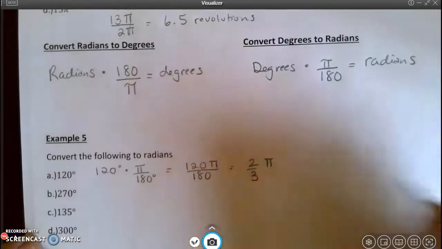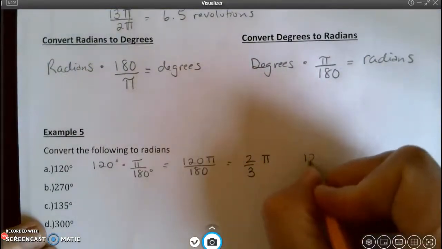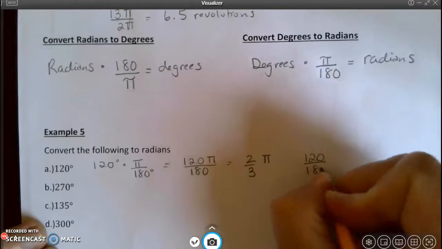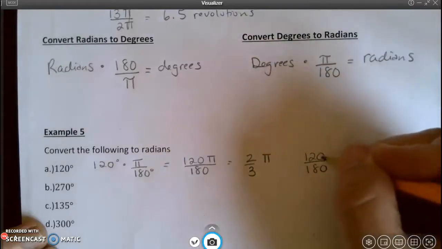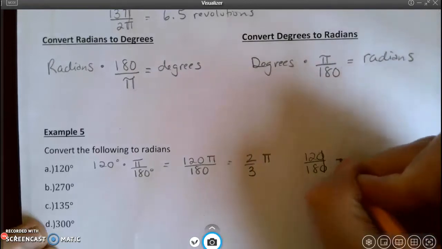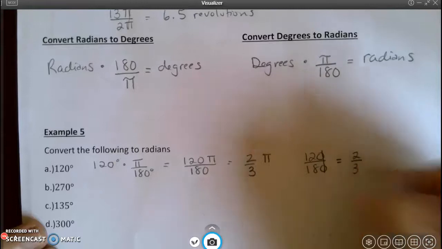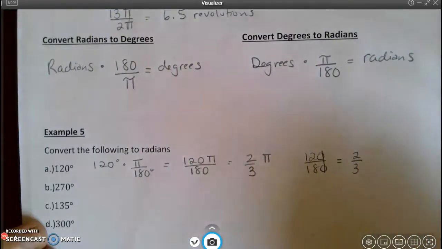2/3 pi. Now, if we were in the classroom, you would have to do this without a calculator. And the way I would reduce 120 divided by 180, they can both be divided by 10, so it very quickly becomes 12 over 18. Then I notice they can both be divided by 6, which gives me my 2/3. So it's really not that difficult to do without a calculator.